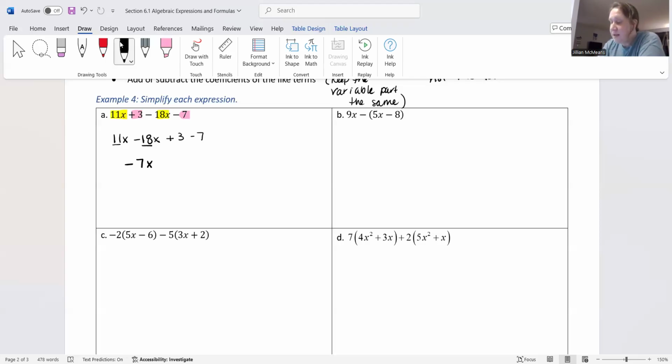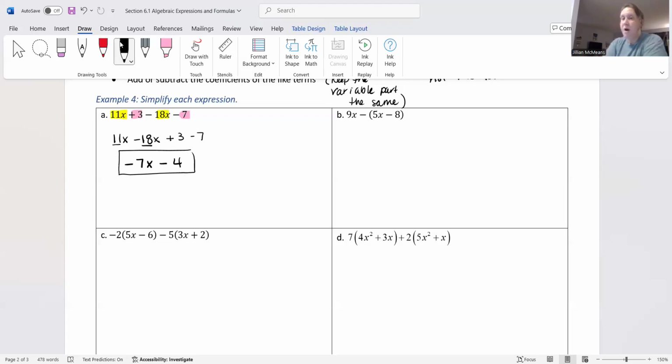And then let's look at 3 minus 7. Positive 3 minus 7, we're in that same situation. If you have 3 of something, you subtract 7, you have negative 4 left. So if we simplify this expression, we get negative 7x minus 4. You know you're simplified when you have at most one term of each type, okay? So that's it. We took the x terms and brushed them into a single pile. We took our constant terms and brushed those into a single pile.